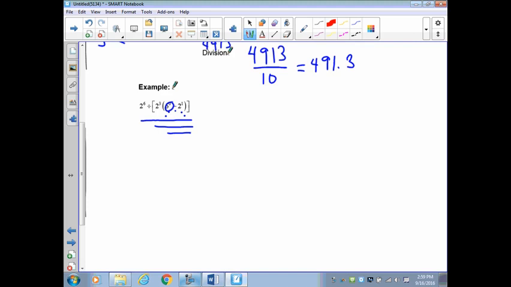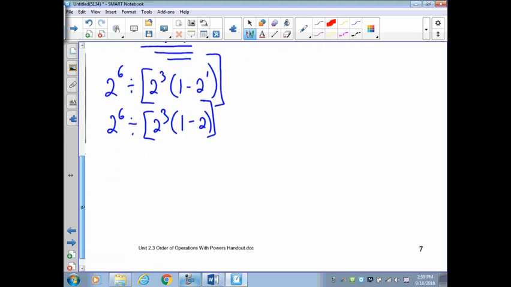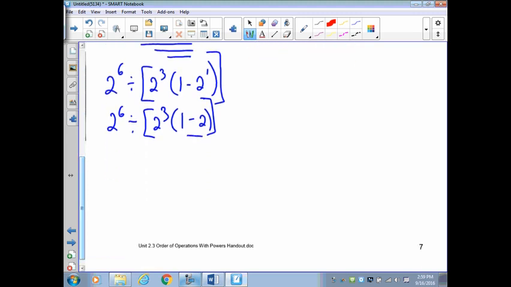So you have to be careful how you copy this, so make sure you leave yourself enough room and be neat, because this is where mistakes happen. 6 to the 0 is 1. All right, so I'm still working on the inside of the brackets. I've got rid of the 6 to the 0. The next thing is to get rid of the 2 to the 1. So again, 2 to the 6 divided by bracket 2 cubed times 1 minus 2, and that is inside square brackets. Now, 1 minus 2 can now be done inside these brackets, and that gives me negative 1.